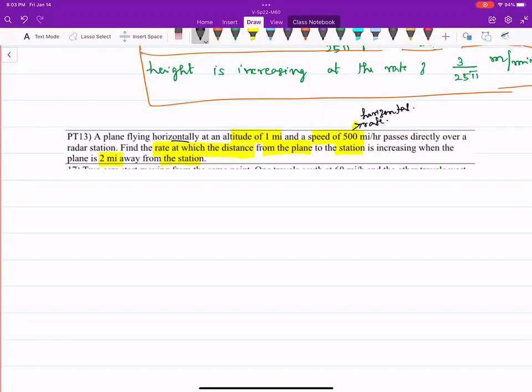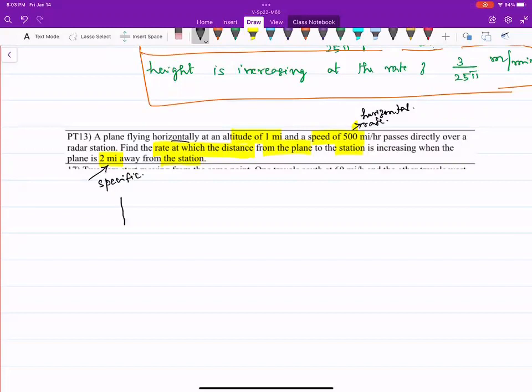It passes directly over a radar station. Find the rate at which the distance from the plane to the station is increasing. Again, we are asked to find the derivative of a distance. When the plane is 2 miles away, this is specific, so substituting the specific comes after you do the derivative. So is there any diagram that helps us for this problem?